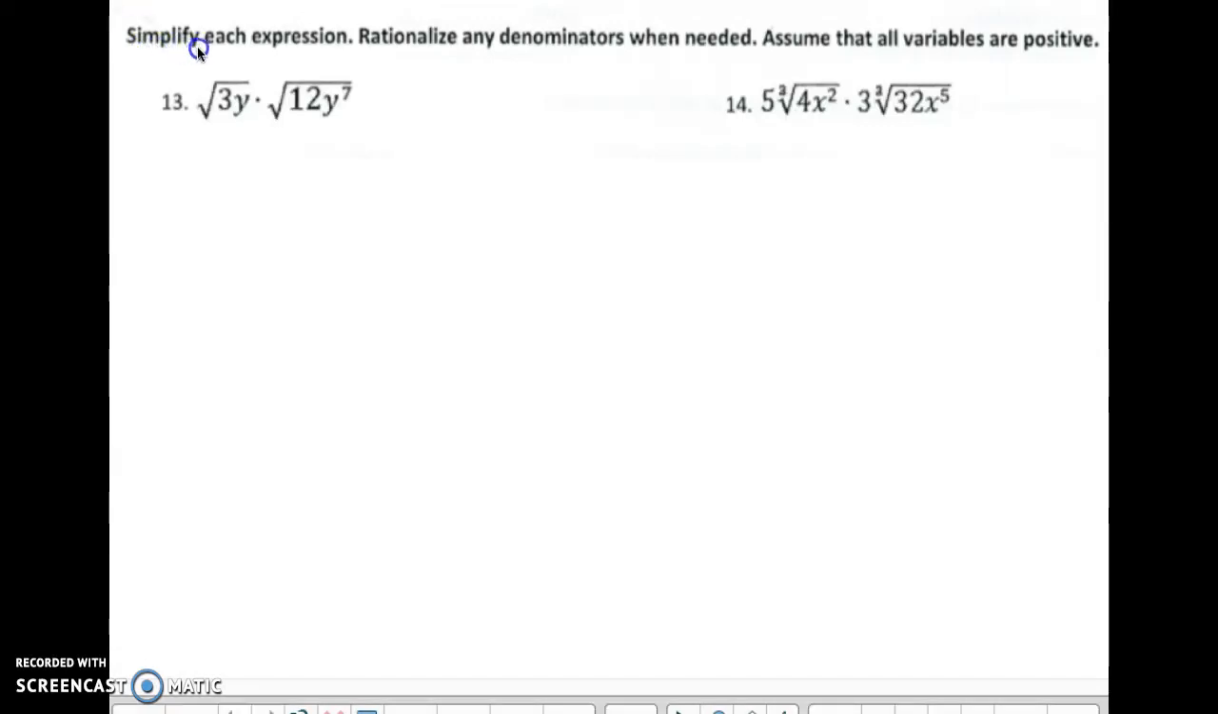We're asked to simplify each expression, rationalize any denominators when needed, and assume that all variables are positive. This means those absolute value signs we were just working on, we aren't going to need them on these. So when we're multiplying, all that needs to be the same is the index, and these are square roots. They have the same index.